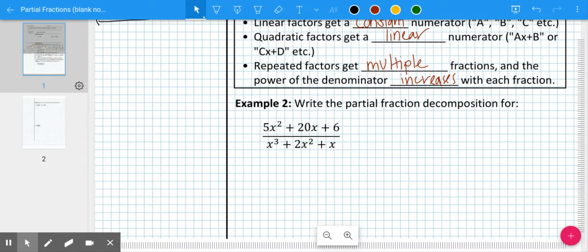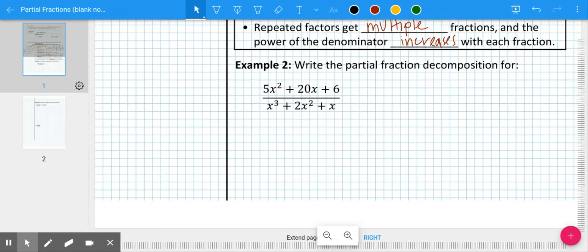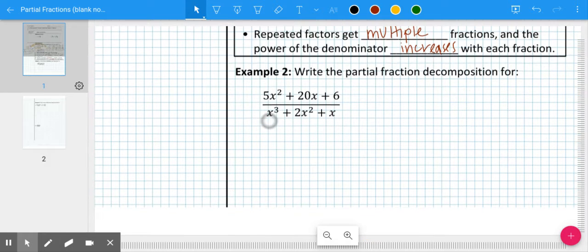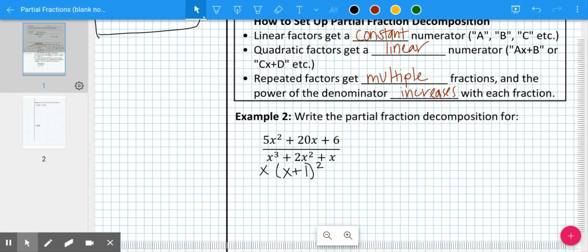First thing I want you to do on example 2 is factor that denominator completely. Now that you've factored the denominator completely, you should have an x, and then the x squared plus 2x plus 1 factored as x plus 1 squared. I have two different types of factors here based on my rules. I have an x, which we'll consider to be a linear factor. So that one will go with an A on top.